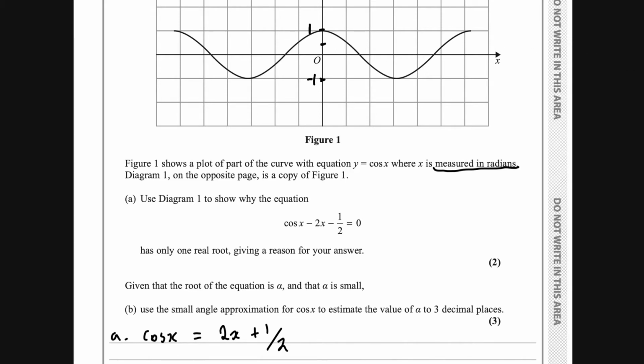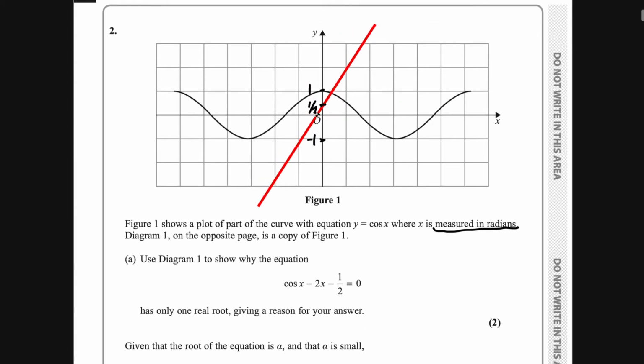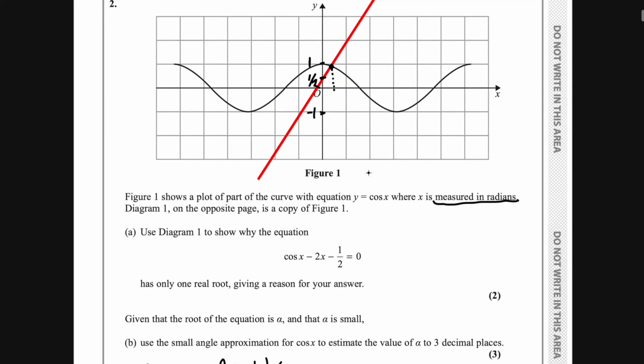And I'm going to be plotting the line in. What we'll find is that if we plot it in with a gradient of approximately 2, this question doesn't require you to be exact, and put it with a y-intercept of a half, making it very clear that this is intersecting the y-axis at a half, you'll find that there is only one point of intersection, and this here will give you the value of the real root.